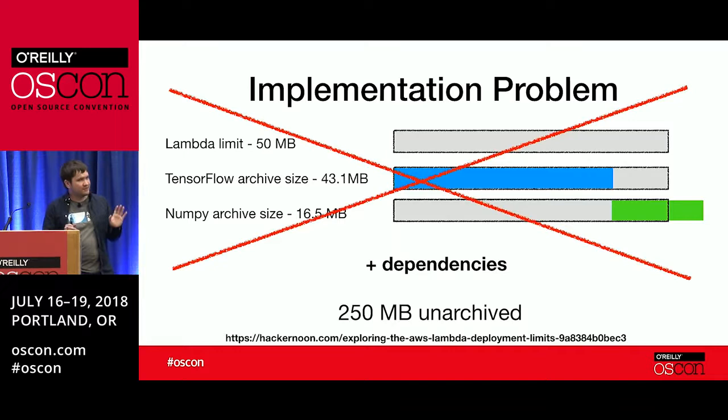actually you don't have to follow this 50 megabyte rule. It only applies if you upload the archive straight to the AWS service. But if you use an S3 bucket to upload the code, the only limit you have is 250 megabytes of unarchived code. It makes a lot of things easier.